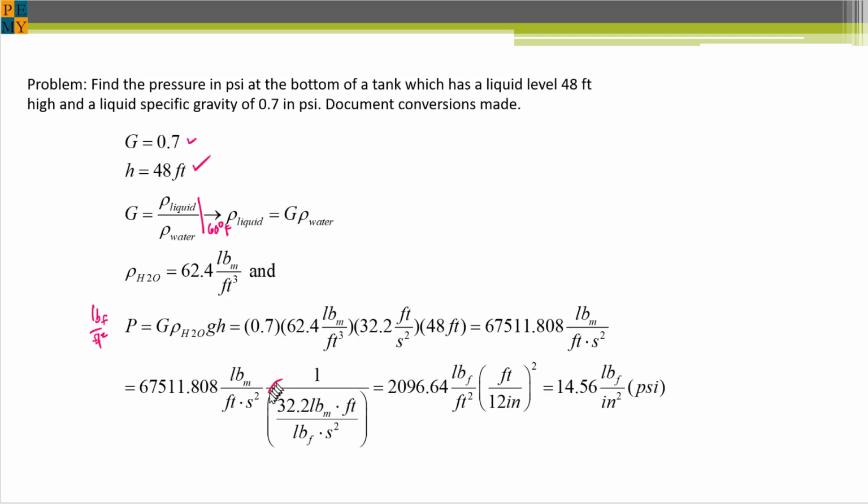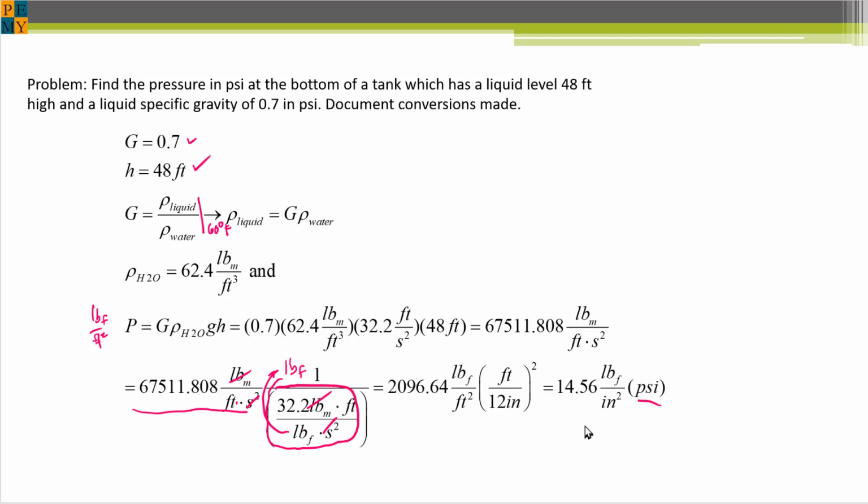So we need to use our conversion factor on this computed result. The pounds mass will cancel, the seconds will cancel, and we're left with pounds force per foot. So 2096 pounds force per square foot. Now we want the answer in PSI, so we have to take 12 inches per foot, square that, and divide it into the 2096. So we end up with 14.56 pounds force per square inch, otherwise known as PSI.